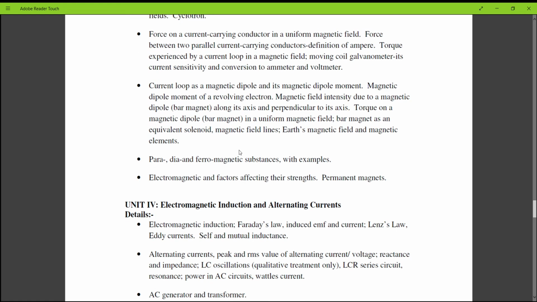Para, di, and ferromagnetic substances with examples. Electromagnets and factors affecting their strengths, and permanent magnets.